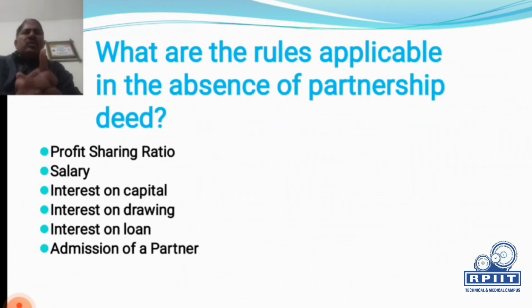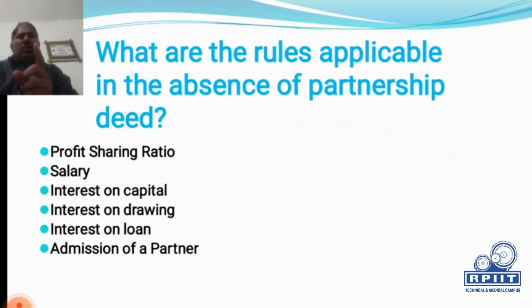What are the different rules applicable in the absence of partnership deed? First rule is profit sharing ratio. Profit or loss is to be distributed between the partners equally in the absence of partnership deed. No salary is to be provided to any partner. No interest on capital, no interest on drawing.